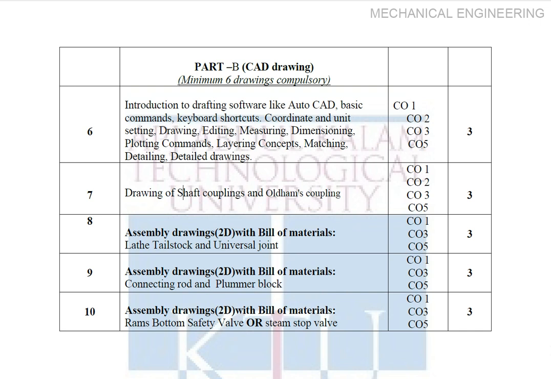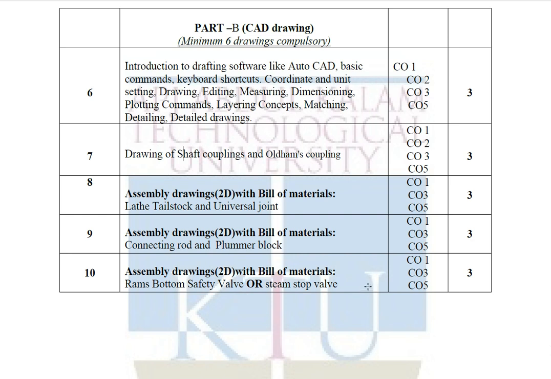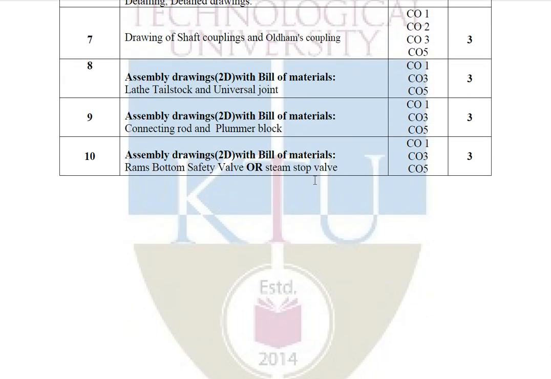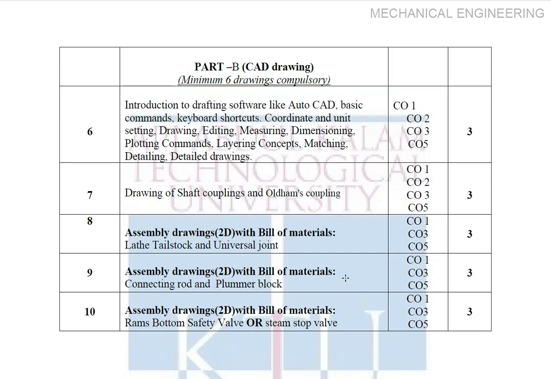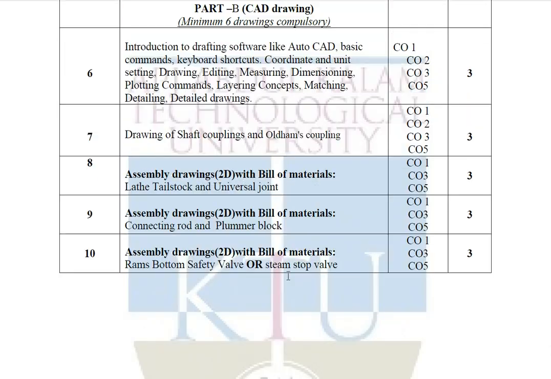We'll deal with that later. So there are different assembly drawings: ramsbottom safety valve or steam stop valve, connecting rod or plummer block, lathe tailstock or universal joint. We will select 6 experiments from these accordingly. Okay, so this is your part B. So effectively you have assembly drawing over here as well. Using AutoCAD you have to make the assembly drawing. That's it.